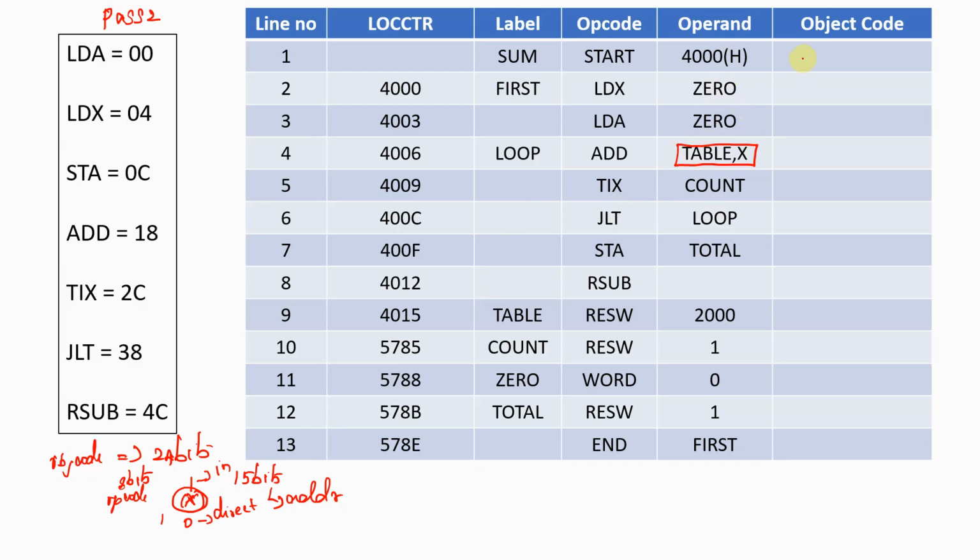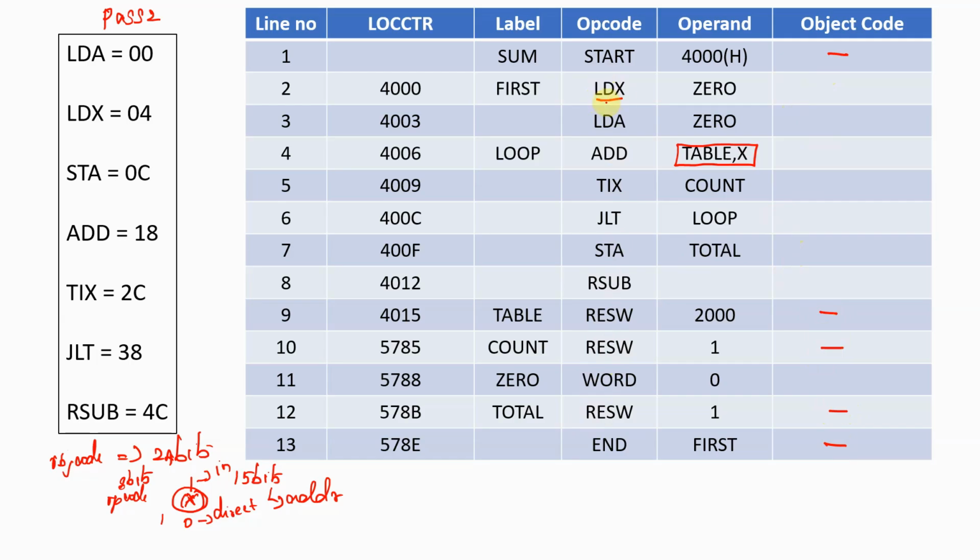So now we can construct the object code. How do we construct it? For a particular instruction, we have to see the opcode value, followed by whether it's direct or indirect addressing, and then specify the address. For the assembly directives, we don't have any object code. START doesn't have one, END doesn't have one, and RESW also doesn't have anything, because these are directives. So they don't have any representation in the object code.